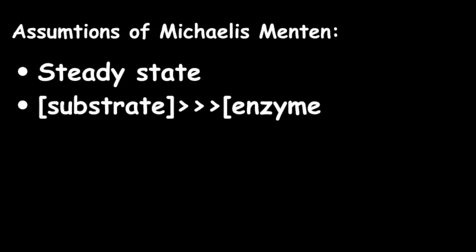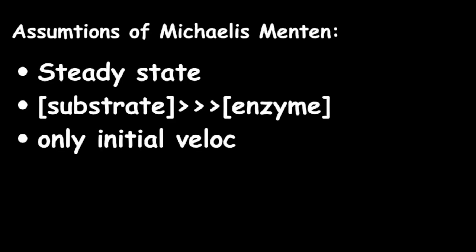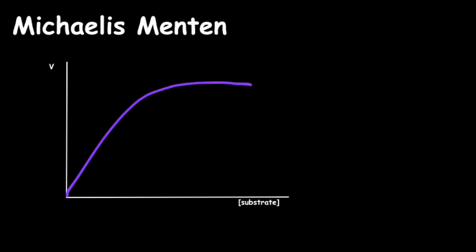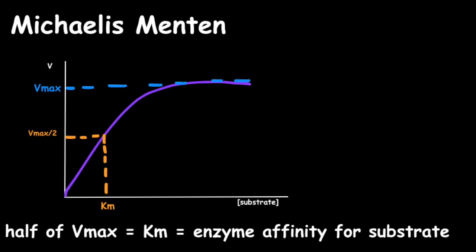More assumptions for enzyme kinetics: one being steady state, the next being that we have a much higher concentration of substrate than enzyme, and we're only measuring the initial velocity. One of the ways that enzyme kinetics is displayed in graphs is the Michaelis-Menten graph, which has the x-axis being substrate concentration and the y-axis being velocity. The two important values we get from our Michaelis-Menten plot are Vmax, which is that horizontal asymptote, which represents the maximum velocity that the enzyme can reach, and Km, which is the concentration of substrate at half Vmax, and it represents the enzyme's affinity for substrate.